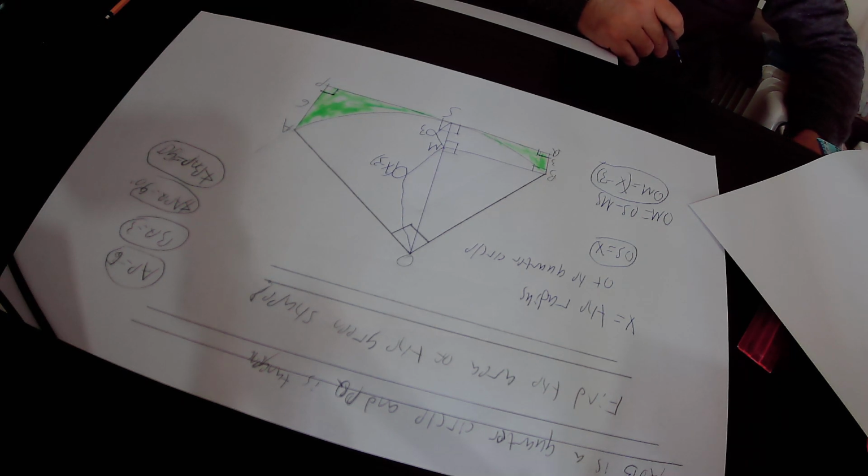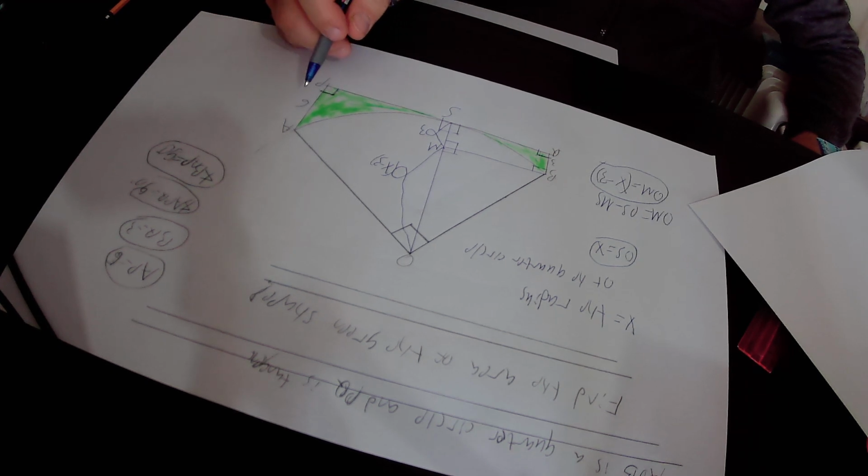In the next step, from point A, we draw a perpendicular on the radius OS. Again, from point A, we draw a perpendicular on OS.